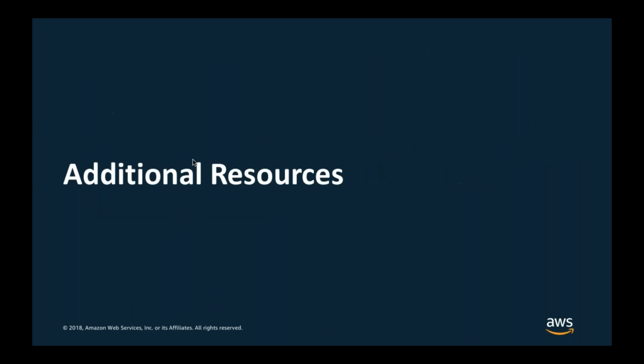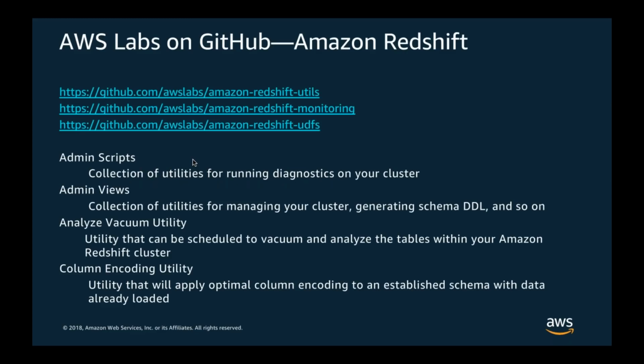So that's all I wanted to cover, but I would leave you with a few more resources that you can read later. There are a bunch of utilities available in our GitHub repository. Our AWS Labs GitHub repository has utilities for Redshift. There are better monitoring utilities and UDF functions and so on and so forth. These are things like admin scripts that you can run for getting more diagnostic information from your cluster. Things like the analyze vacuum utility that I spoke about. All of them are available in that GitHub repository. Do take a look at it. It's very, very useful.